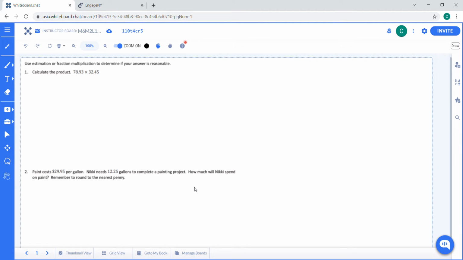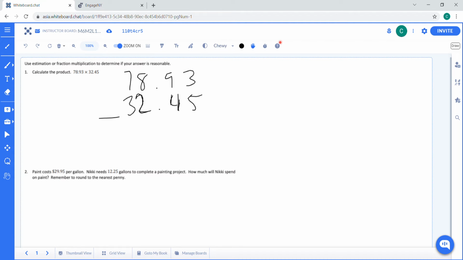The main thing to do here is simply to line up your decimals whenever we're multiplying. This whole lesson is basically about using the fraction, but let's line everything up, multiply it correctly, and then we will use fraction multiplication to see if we're right. So if we line everything up, we've got 78.93, and then we have 32 and 45 hundredths.